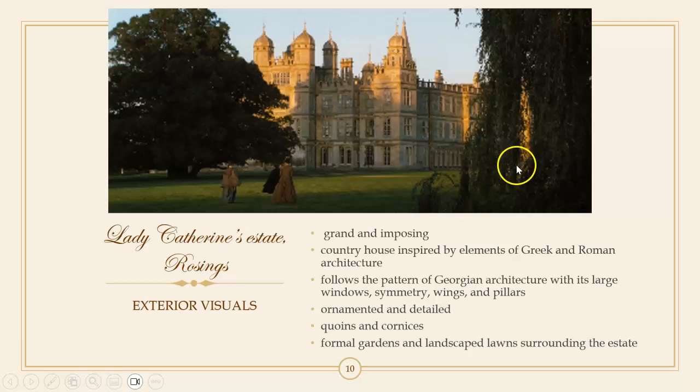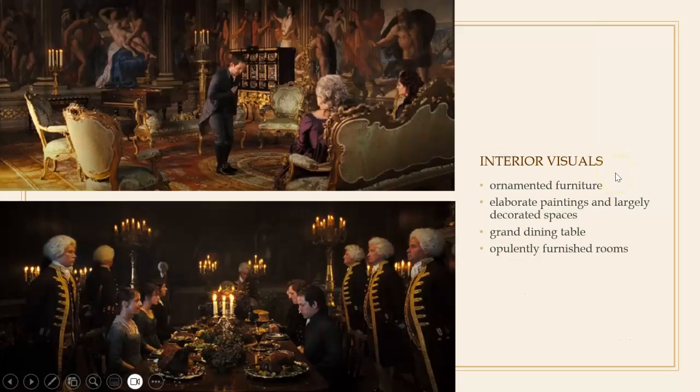They have formal gardens and landscaped lawns. In the interior visuals we see big paintings covering the whole walls. They were largely decorated, very opulent. They had a grand dining table. They had servants, way more servants than we ever saw in the previous settings. Even the furniture you see is very ornamented and detailed.